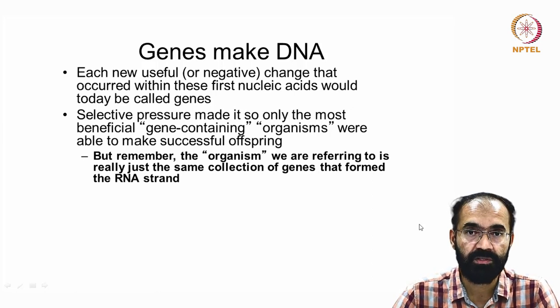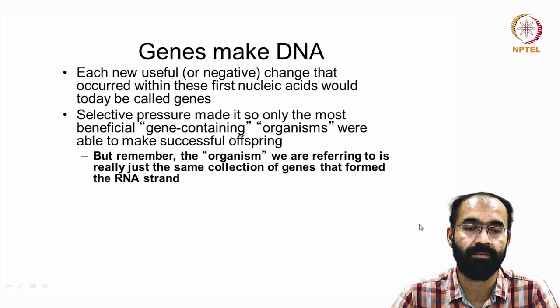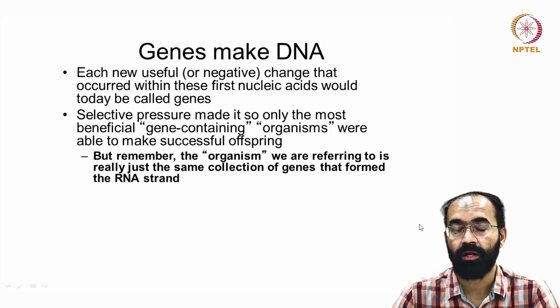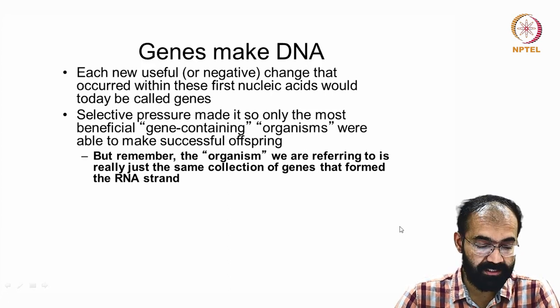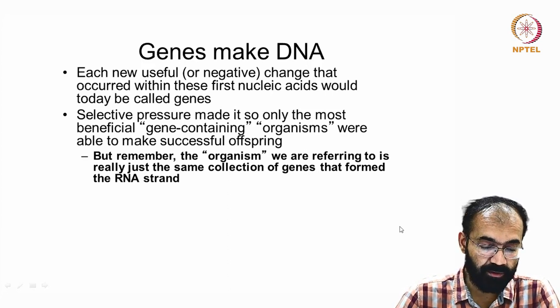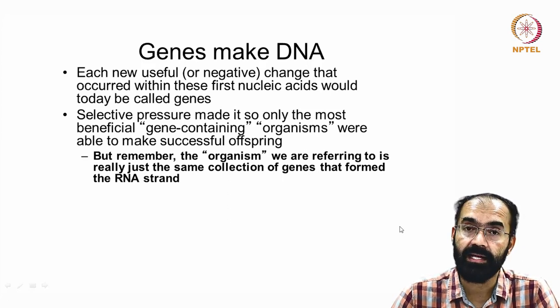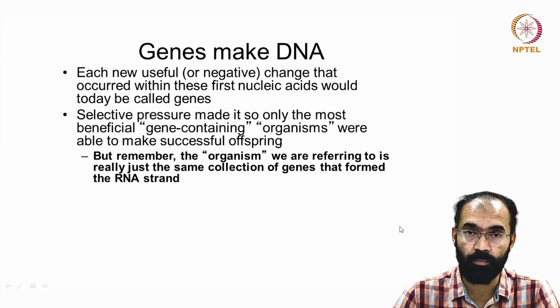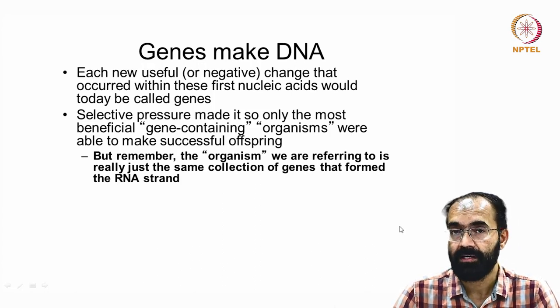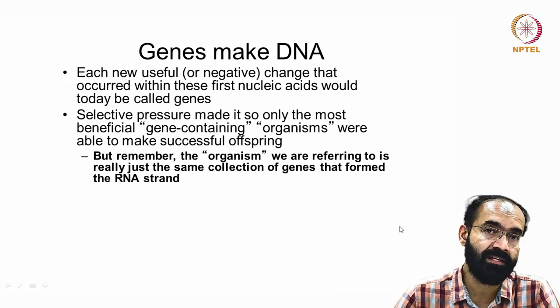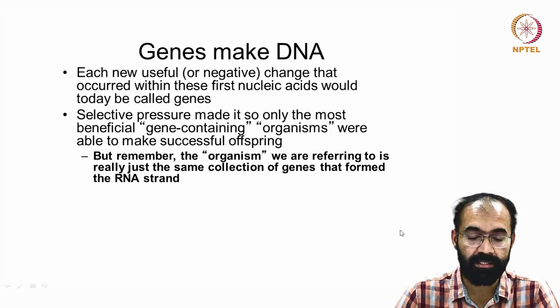over the remaining, not so useful gene containing organisms, because it gives some fitness. This organism should have a lot of qualities, and one of the most important qualities is the ability to make a copy of itself, without which it will just disappear from that prebiotic soup. But we should also understand the organism we are referring to here is just a collection of genes or a collection of properties, which is now encoded in the form of DNA, that is capable of converting it into an RNA strand as and when required. So that is what we are referring to as an organism.